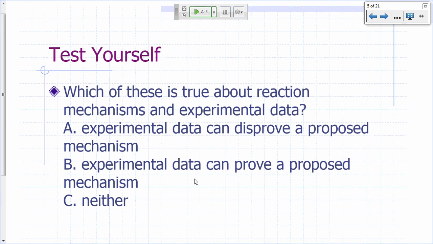All right, so true or false? Let's look at this clicker question here. Which of this is true about reaction mechanisms and experimental data? A, experimental data can disprove a proposed mechanism. B, experimental data can prove a proposed mechanism. Or C, neither.